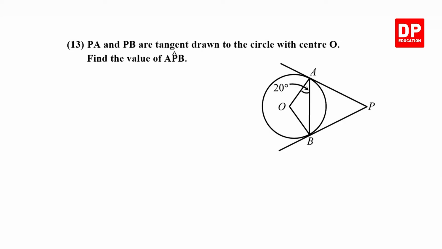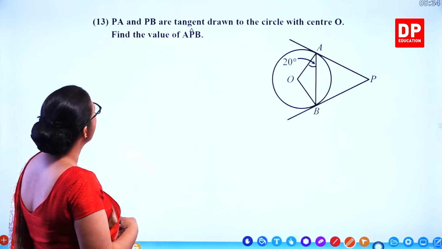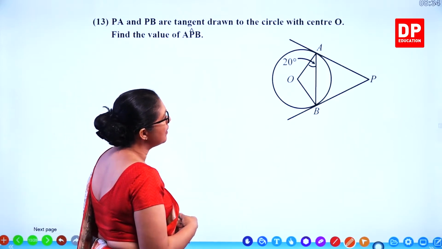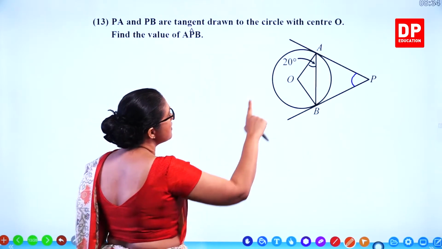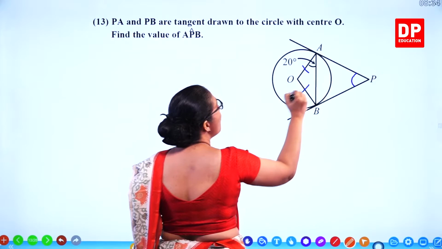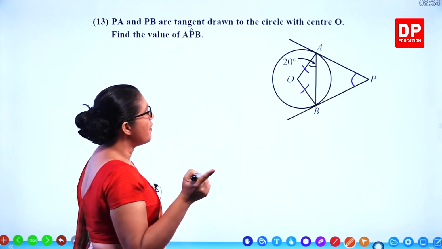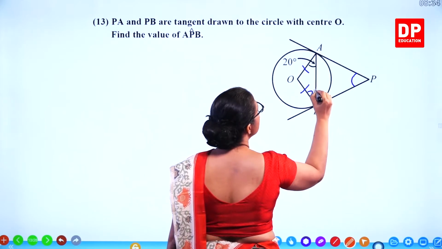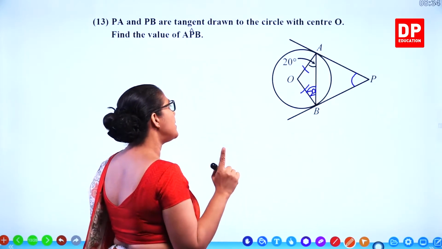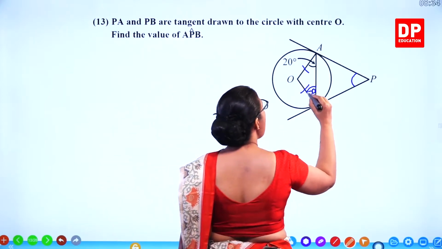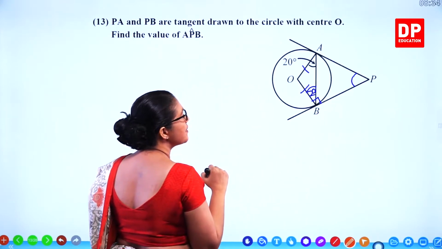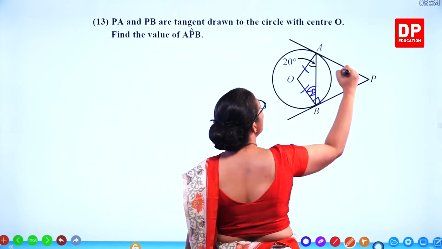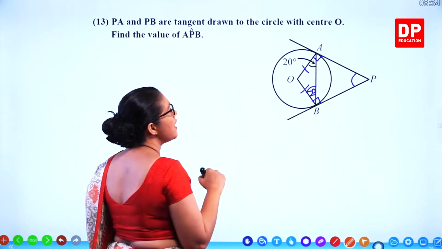Question number 13. PA and PB are tangents drawn to the circle with center O. Find the value of APB. This angle is given 20. So we know OA and OB both are equal. Those are radii. If this is 20, this is 20. And we know this is a tangent and this is the radius. Radius and tangent are at 90 degrees. This is also 90 degrees.